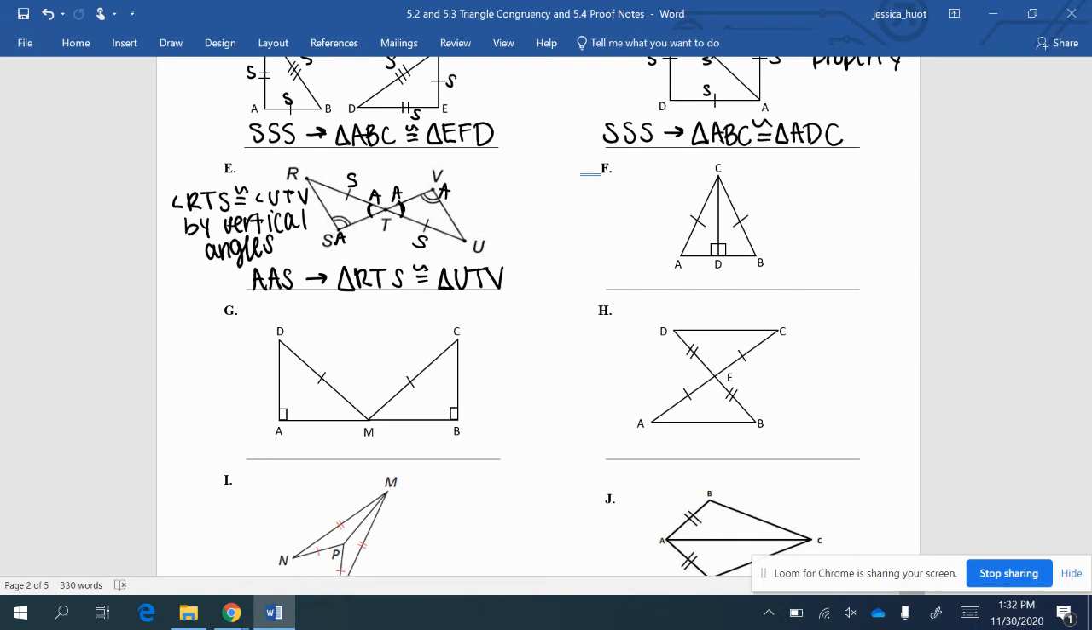Okay, so for F, I know that this is my hypotenuse, so I'm going to mark this H and H just in case. And then these are back to back, so I'm going to say that CD is congruent to CD by the reflexive property.